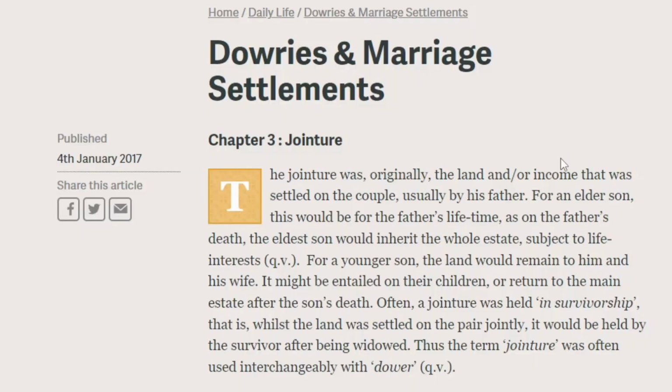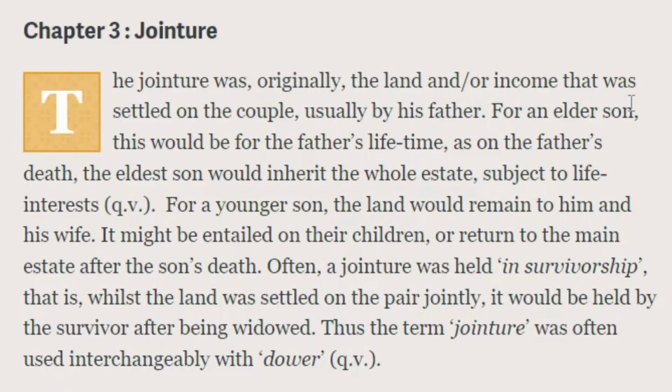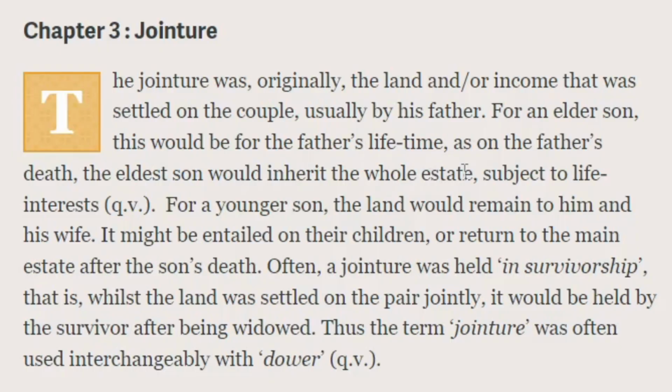Chapter 3, jointure. The jointure was originally the land and or income that was settled on the couple, usually by his father. For an elder son, this would be for the father's lifetime, as on the father's death, the eldest son would inherit the whole estate subject to life interests. Okay, for a younger son, the land would remain to him and his wife. It might be entailed on the children or returned to the main estate after the son's death.